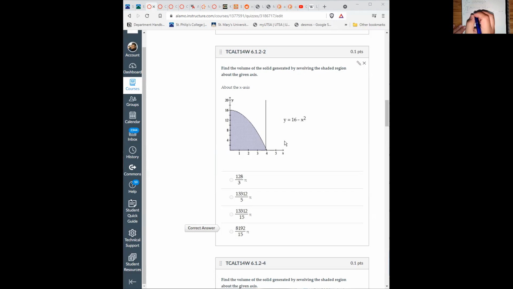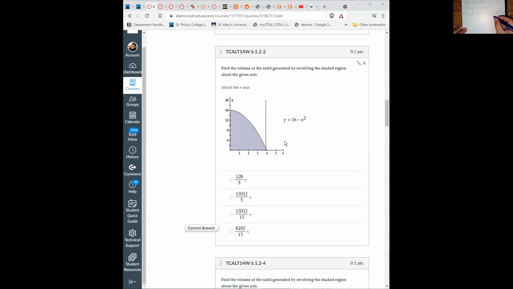All right, find the volume of the solid generated by revolving that region. So let me try to graph that guy out. I'm just gonna shorten this up a little bit: find the volume by revolving the region about the x-axis.